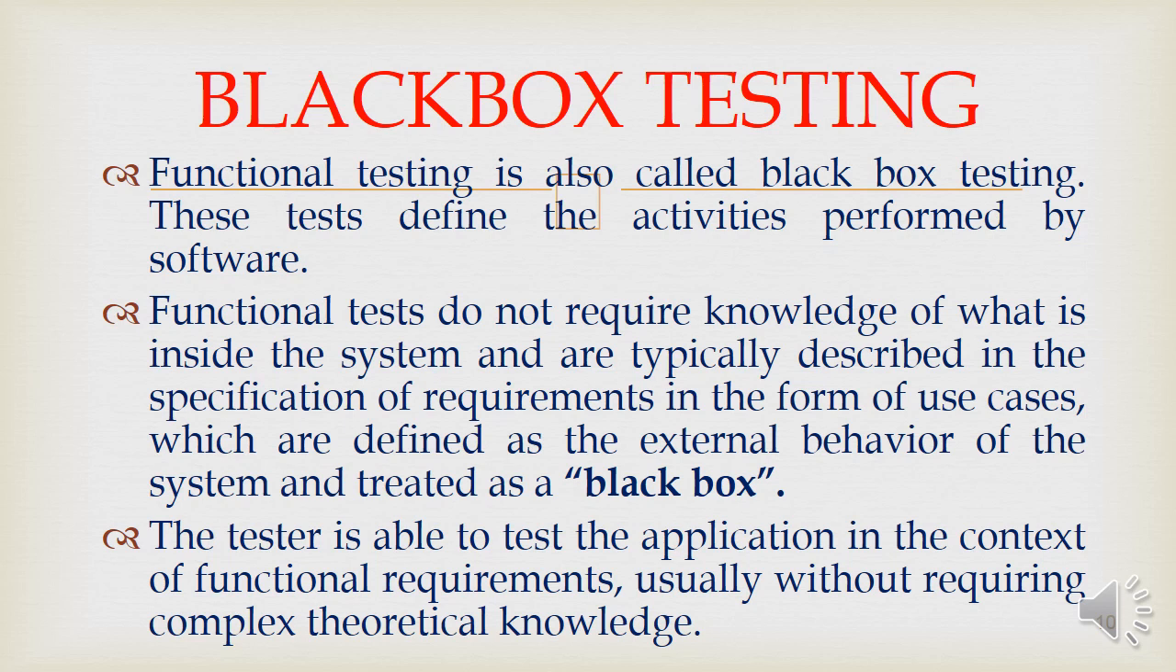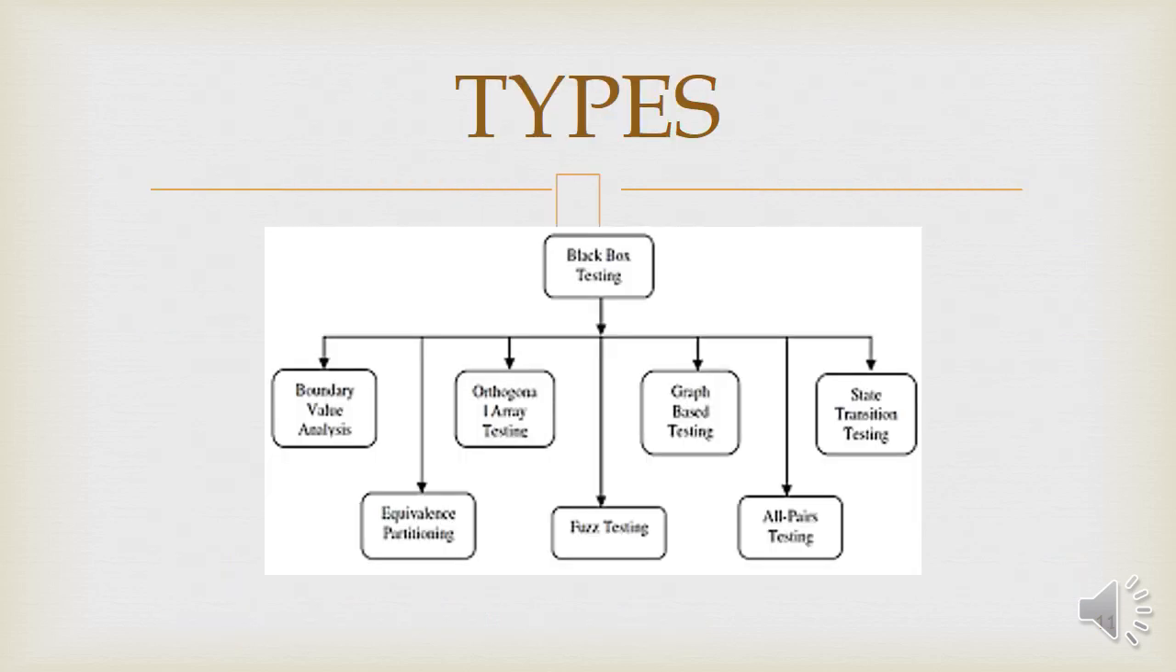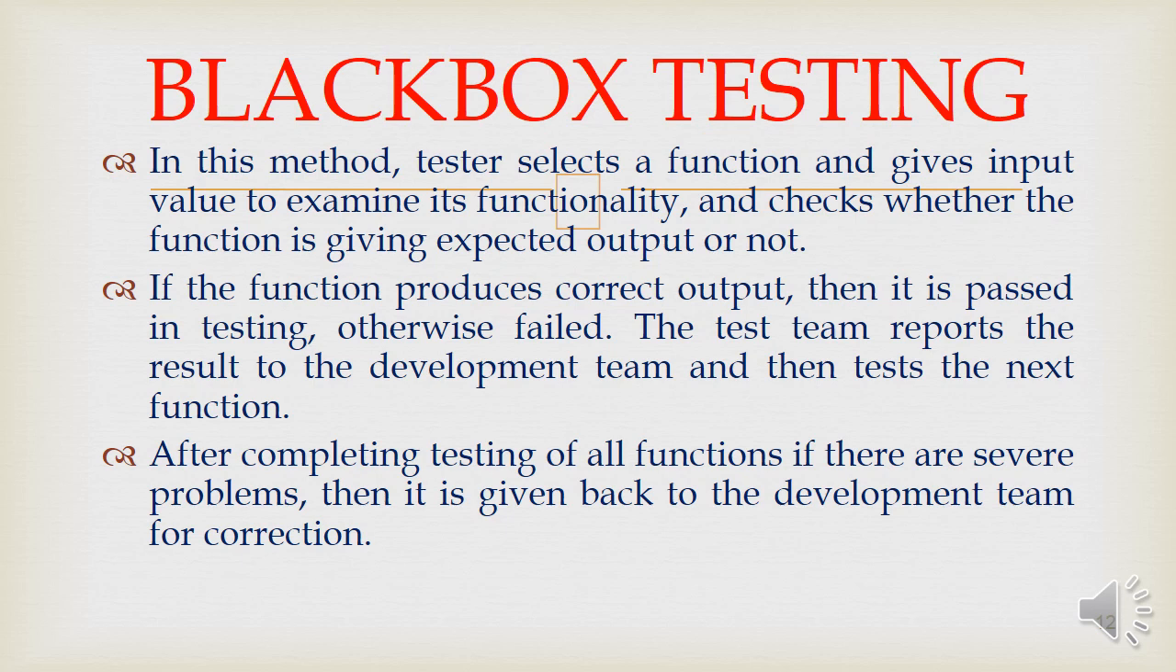The tester is able to test the application in the context of functional requirements, usually without requiring complex theoretical knowledge. The types of black box testing include boundary value analysis, equivalence partitioning, orthogonal array testing, fuzz testing, graph based testing, all pairs testing, and state transition testing. In black box testing, the tester selects the function and gives the input value to examine whether the function is giving the expected output or not. If the function provides the correct output, it passes the test, otherwise it fails.